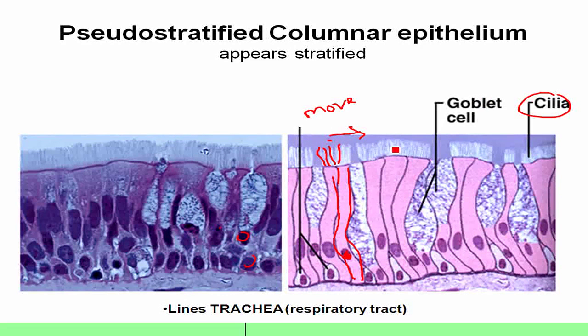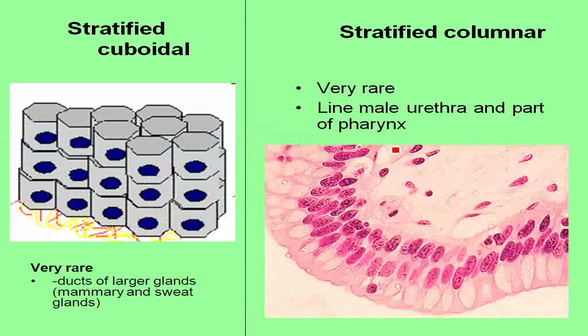Okay. All right. The next two, these are very rare types of cells. We don't see this as much, and usually we don't see these in the lab. But stratified cuboidal are simply layers of cuboidal cells. We find these in mammary and sweat glands. Stratified columnar cells, we find these in the male urethra and part of the pharynx.